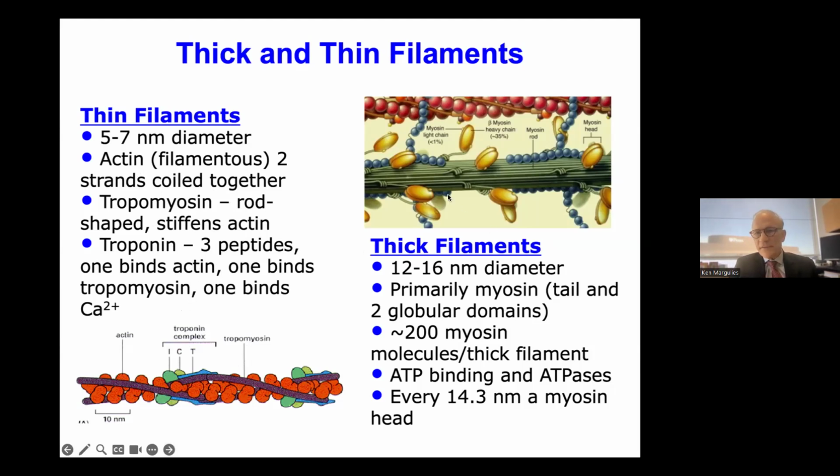And then the thick filaments are bigger in diameter, of course. They're primarily comprised of myosin, which has these long tails and these globular domains that eventually form the cross bridges. There's quite a bit more myosin molecules in each thick filament. They're arranged in a package as shown here. They have ATP binding capacity and also ATPases. And there's a new myosin head every 14.3 nanometers, but there's lots of myosin heads in a thick filament bundle as shown here.